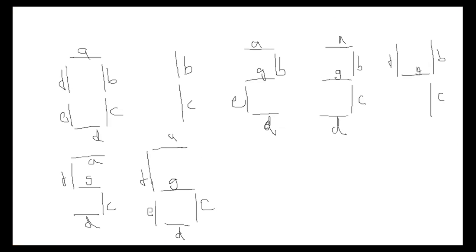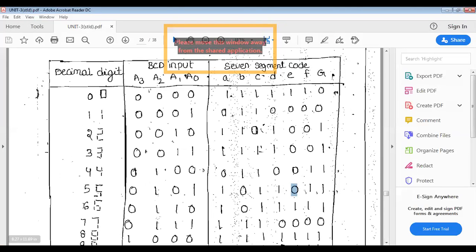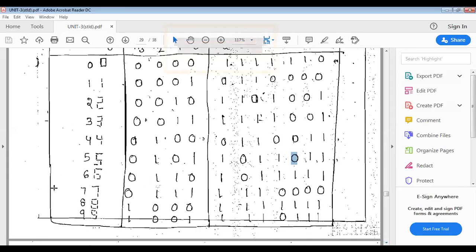Now in the truth table also, you can see the truth table. For 6, the B is off. For 6, the B is off, my dear students.